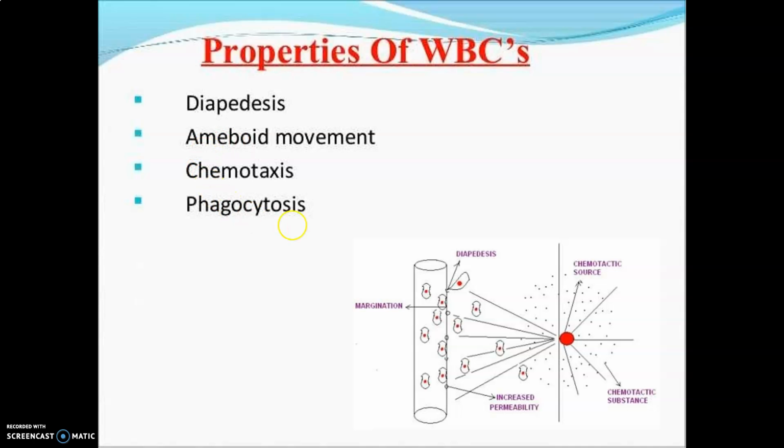They also show the property of chemotaxis. Now what is chemotaxis? The movement towards the chemicals is called chemotaxis. So here they have shown this property in which there is a chemotactic source and they are showing the property of diapedesis. So they are oozing out of the blood vessel and moving into the spaces because of the chemotactic property, because of which they are moving towards a particular chemical.